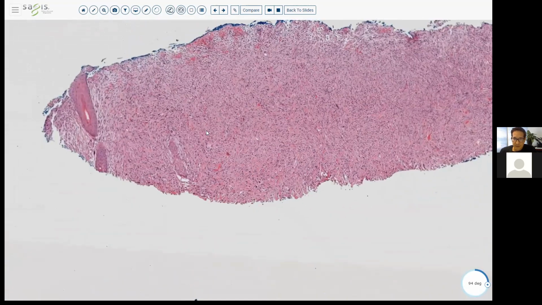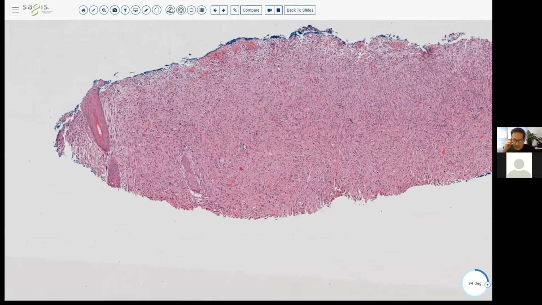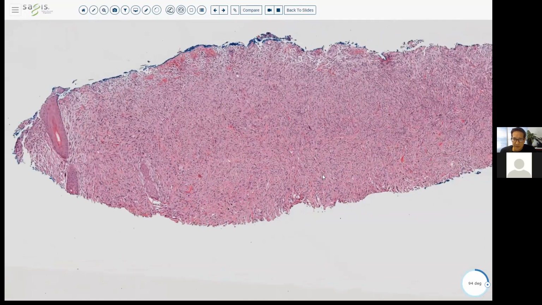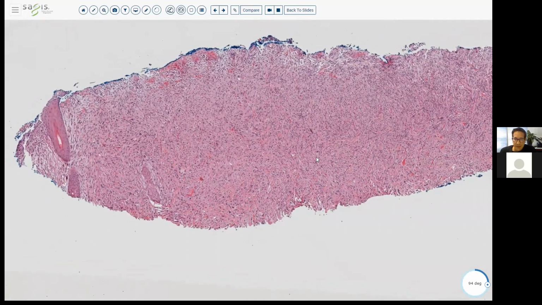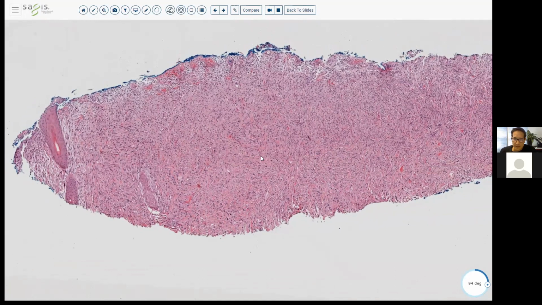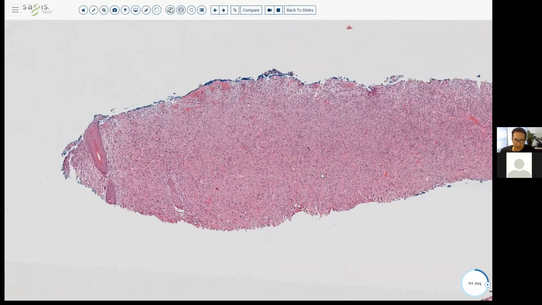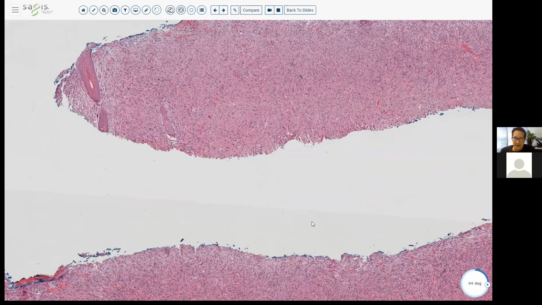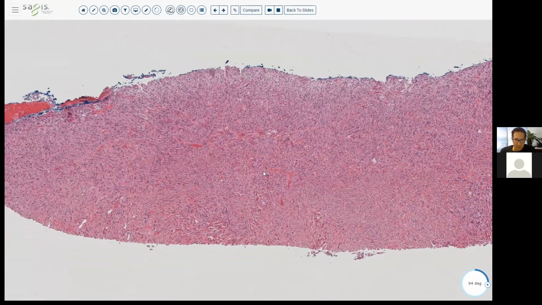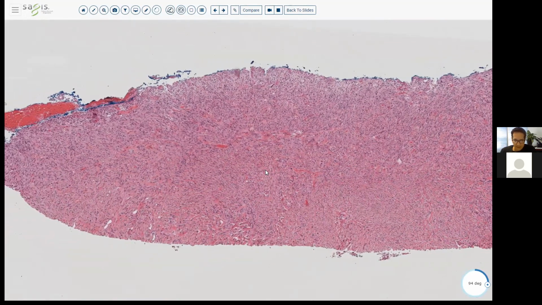But as with any spindle cell neoplasm, you're going to do stains, and this is going to be negative for just about everything except for maybe SMA and factor 13A. Should be CD34 negative, mostly S100 negative, pancytokeratin negative if you're thinking of a spindle cell squamous cell carcinoma. And you can also do some other stains that are not as specific, but CD99 will be positive in these. D2-40 can be positive in these.